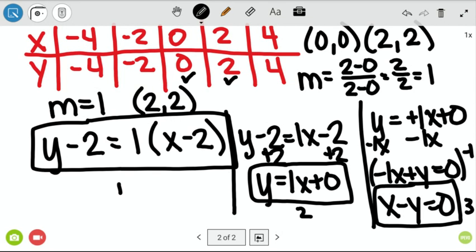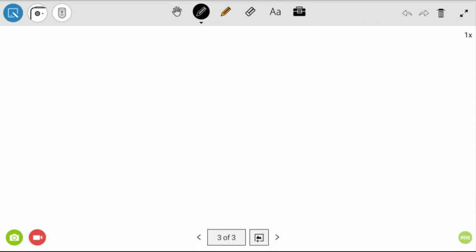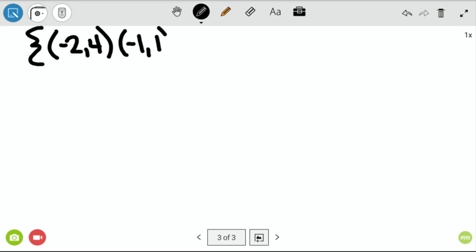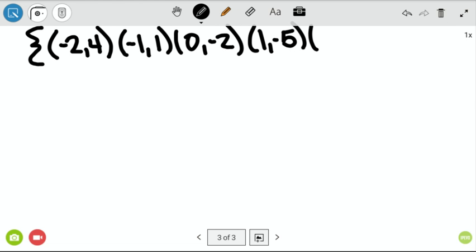So that is what it looks like if you have a table. The other type of equation that you will look at is if you have a set of ordered pairs. So it would look something like this. So you'll be given these little curly brackets, and you'll be given just points that, if you would graph them, they would make a straight line. And then close my curly brackets. So we have 5 points to choose from.